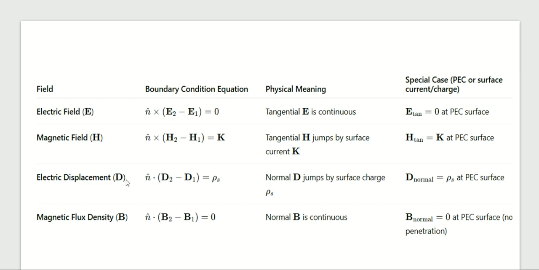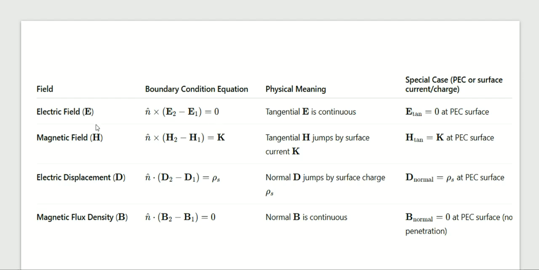So in this table, we're going to see the field, the boundary condition equation derived from Maxwell, the physical meaning, and the special case. PEC stands for perfect electric conductor, or surface current charge. As I said, PEC stands for perfect electric conductor. In other words, we ignore the resistance; there's no resistance in the conductor itself.